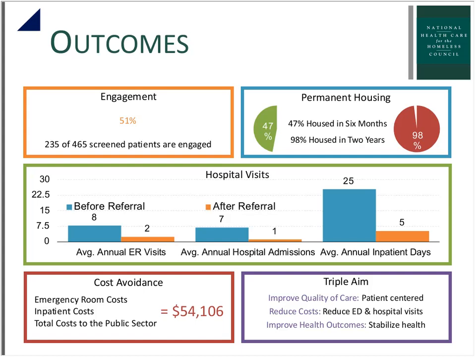There's a pretty noticeable reduction in emergency room visits, which as part of this project were down 71%. Hospital admissions were down 84%, and inpatient days were down 80%. And that leads to something that's pretty key for a lot of funders, which is cost avoidance, and we'll look at that a little closer in just a minute. And of course, all of this ties in with the triple aim of improved quality of care, reduced costs, and improved health outcomes. And that's through this patient-centered model that has helped to stabilize the health of these participants.